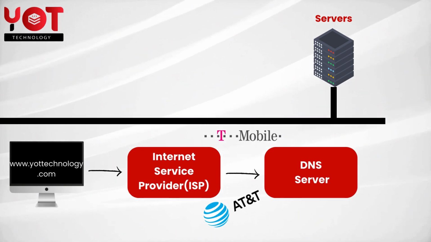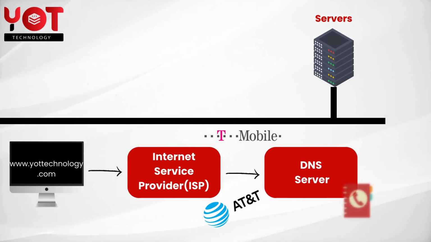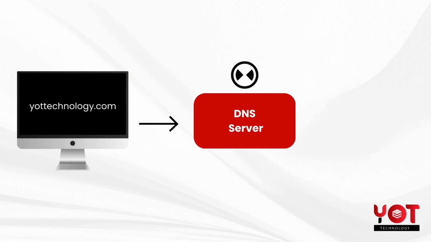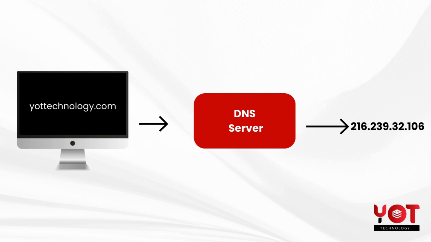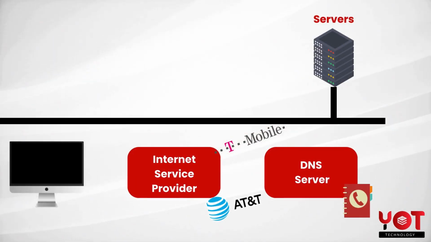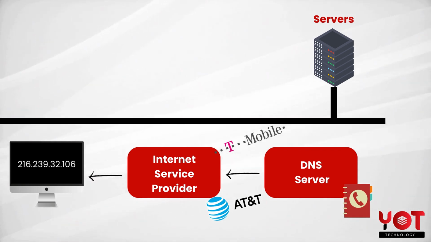Then, your ISP passes this message along to something called a DNS server, which stands for Domain Name System Server. Think of a DNS server as a really smart phone book. When you type a website name into your browser, like yottechnology.com, the DNS server gets to work. It checks its database to find the specific IP address of that website. Every computer connected to the internet has its own IP address. It's like a postal address for your computer. This helps identify where data needs to go. Once the DNS server finds the IP address for YOT technology, it sends that info back to your browser. Now you have the exact address of our website's homepage.